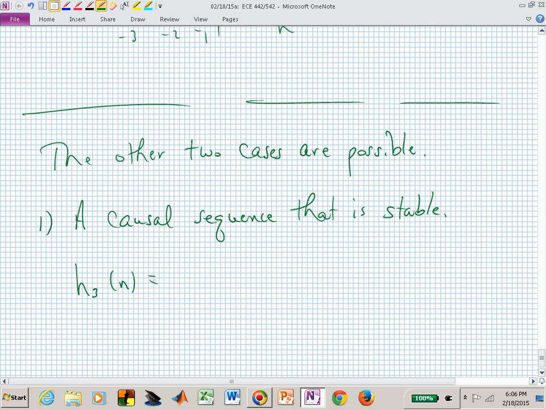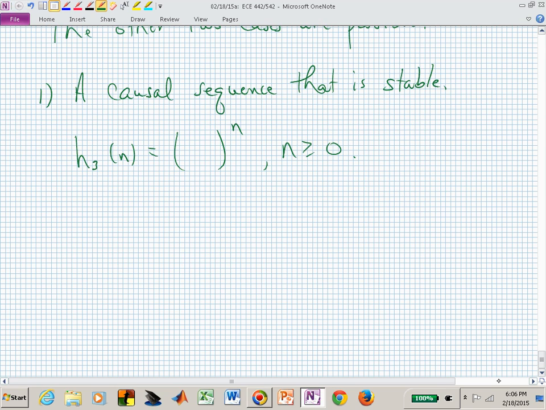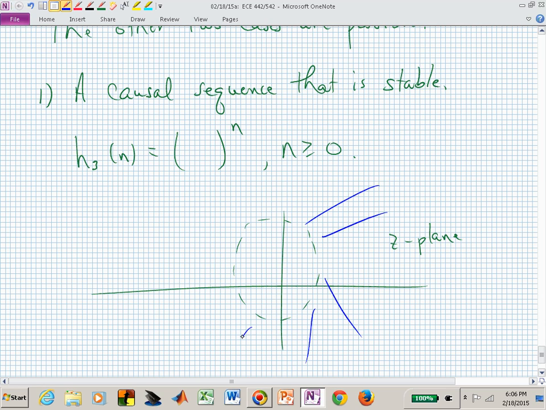What's h sub 3 of n look like here? What's an example? If it's causal, we know we have that pattern. Ooh, that's not even centered on the origin, but you can make yours centered on the origin. And our pole, let's say, is right there. Maybe it's 1, 4.